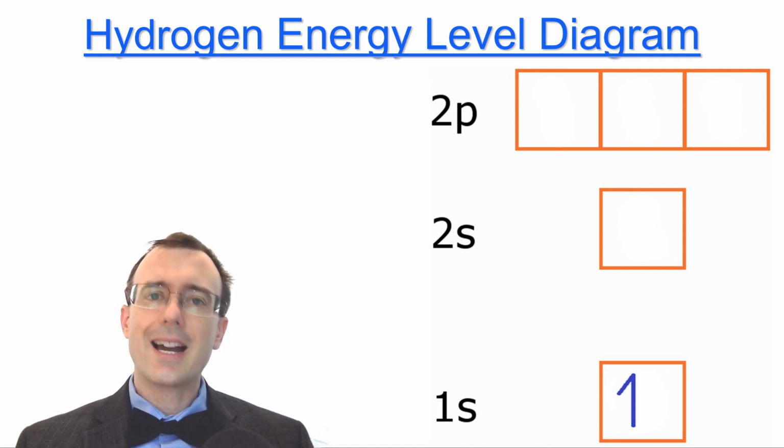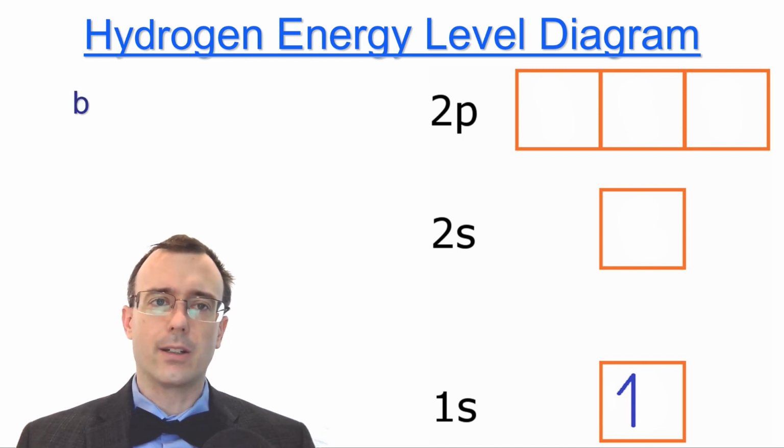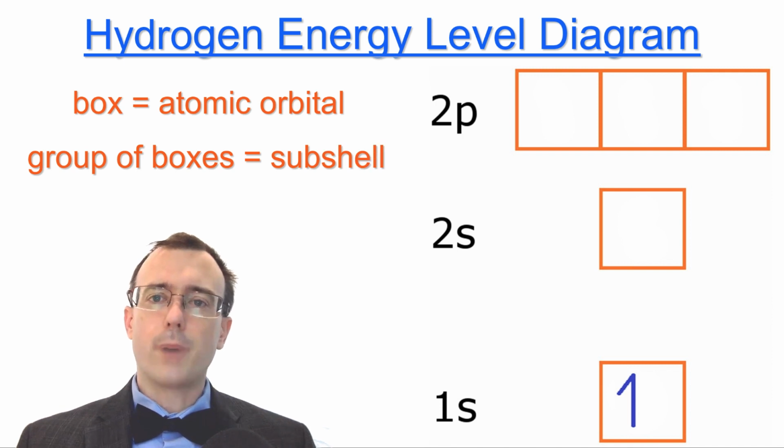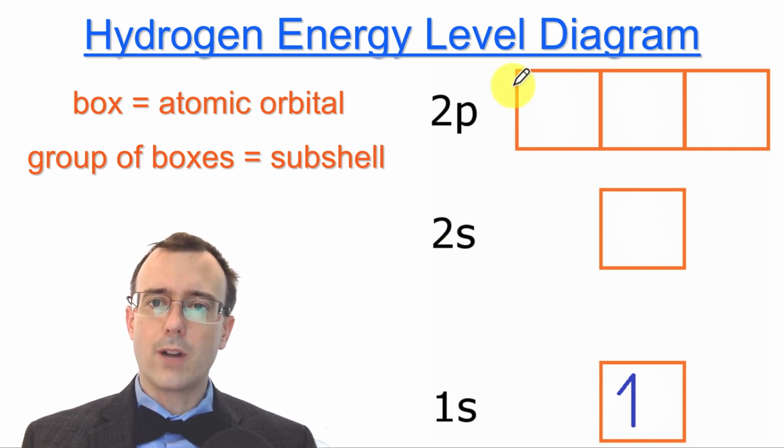All right, this is the hydrogen energy level diagram, and what is everything here? First of all, a single box is one atomic orbital. Next, a group of boxes is a subshell. So what do I mean by group of boxes? Up here, you'll see a group of boxes. This is one subshell, and they're a group because they're one single subshell.